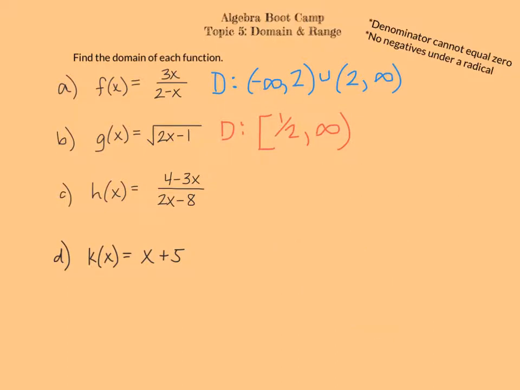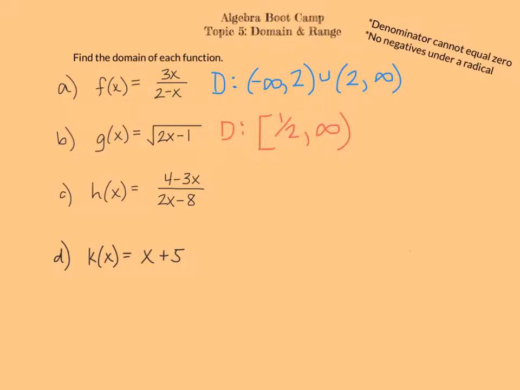Okay, for part C, this one might not be as simple to just look at and see like part A was. So if you can see what x would be to make this 0, it's 4, right? 2 times 4 would be 8, minus 8 is 0. That's fine. You can just exclude 8, just like we did excluding 2 up here.